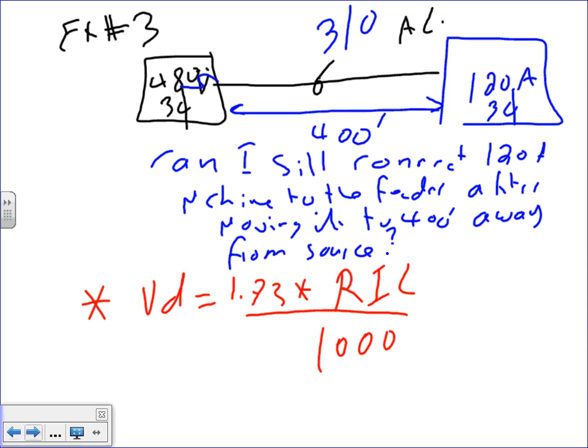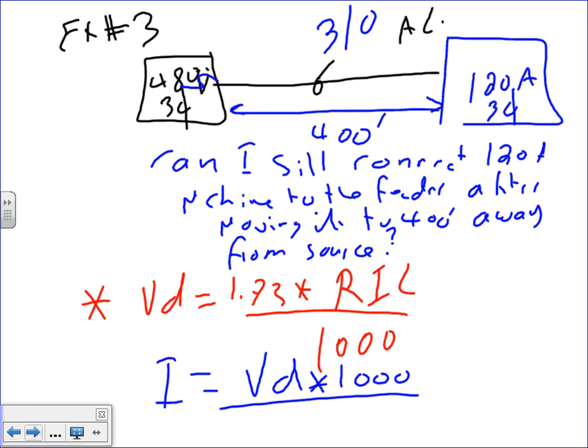So, based on this criteria, guys, based on moving the 120 amp load 400 feet away from the source, can I still connect that load to the source? What do I need to find then? Amp. I need to find amp. So I'm going to transpose this formula into I equal voltage drop times 1,000, divided by 1.73 because 3-phase, and R and L.